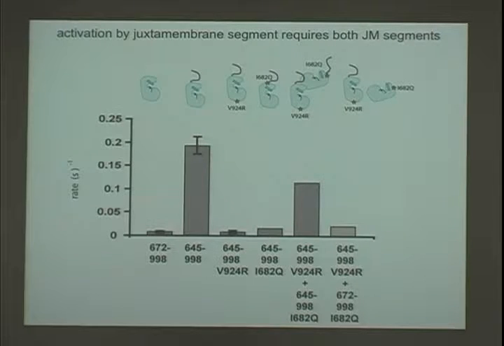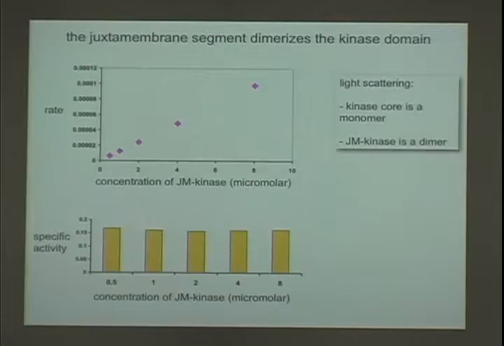So it looks like what's happening is that a dimer is forming that's like the asymmetric dimer. And then you'll note that if you have only one of these juxtamembrane segments, you lose activity. So it looks like you need both juxtamembrane segments. And the juxtamembrane segment basically dimerizes the kinase domain.